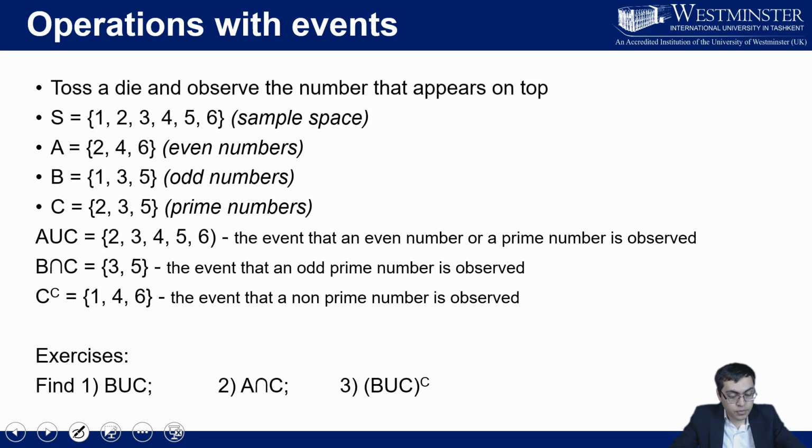So A union B is just the event that either an even number or an odd number or a prime number occurring. B intersection C is just the event that an odd prime number has occurred. And C complement is the event that a non-prime number has occurred or observed. And you have these 3 exercises down here for you to just compute for yourselves.